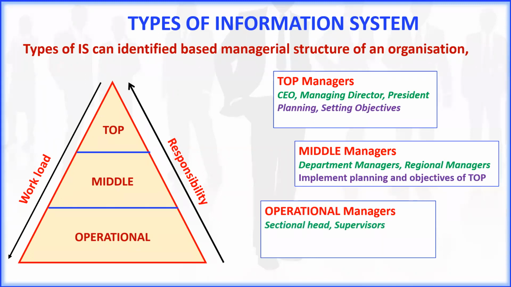For the operational level, some examples: sectional heads and supervisors are under operational managers. Their responsibility is identifying problems in the work plant. If they have a problem in the work plant, they have to inform the higher level managers. Right. Draw this diagram in your books. Here we are explaining the managerial structure, but not yet the types of information required at each level. The next slide will explain the types of information systems available to each level. Until then, you need to be familiar with this structure. Therefore, draw this one.